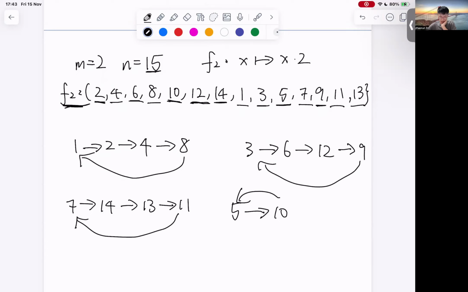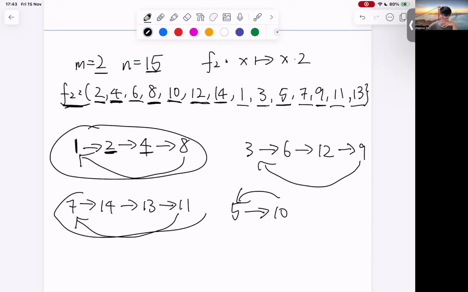And we can see that 2 is coprime to n, right? So it maps to elements that are coprime to n. So 2 maps to 4, and 4 maps to 8. 8 maps to 1. 1 maps to 2. So these are all coprime to 15, right? And these are also coprime to 15.